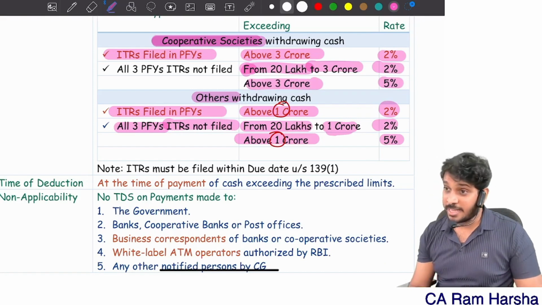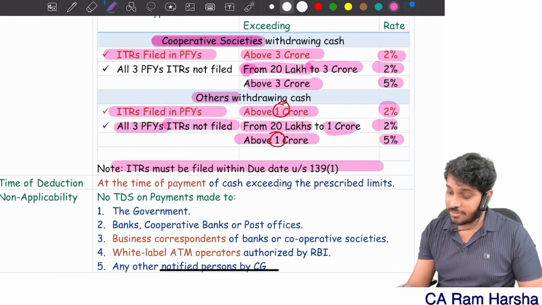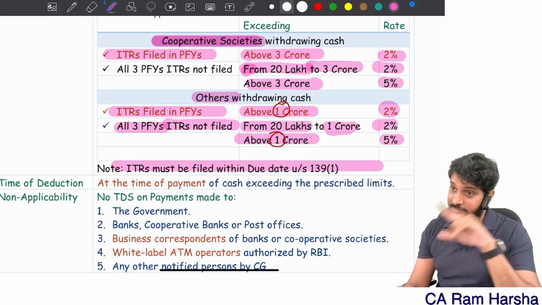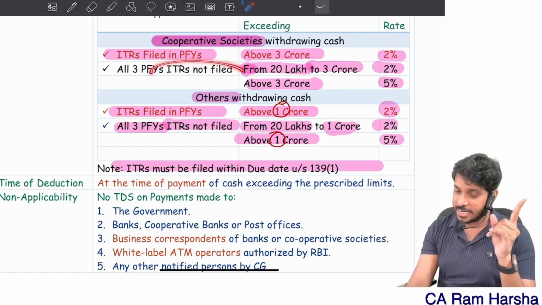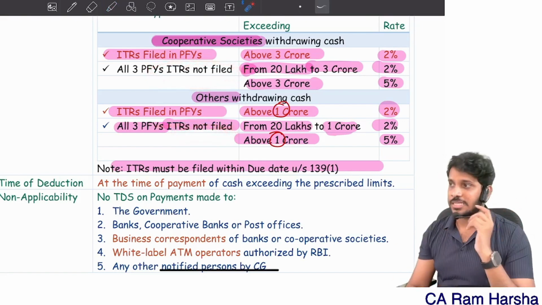Are you clear? By the way, ITR filed means what? ITR filed within the due date only will be considered. If in the last 3 years I filed ITR after the due date, then I will be treated as not filed only. Able to understand?